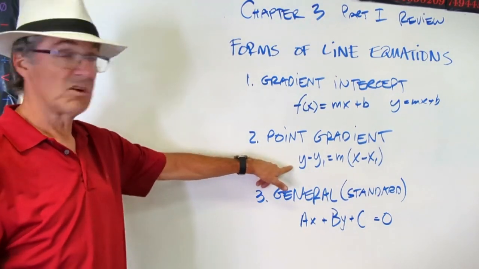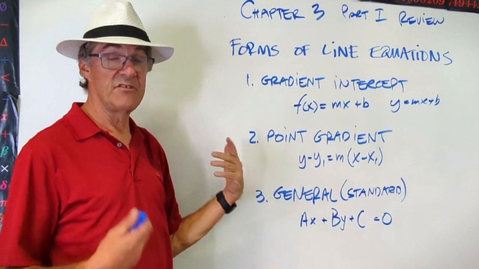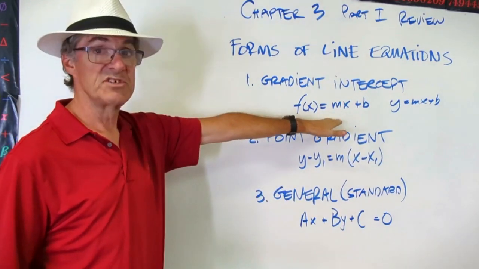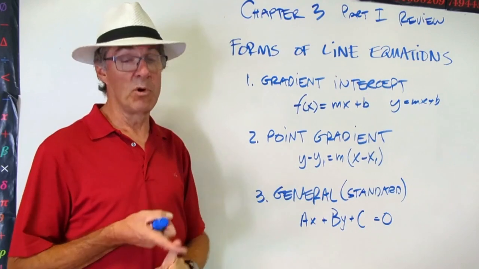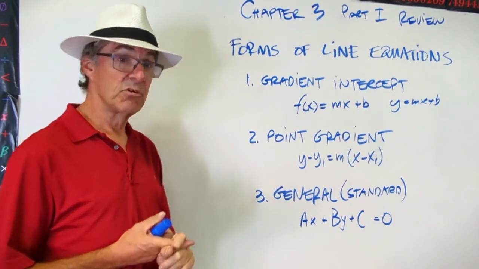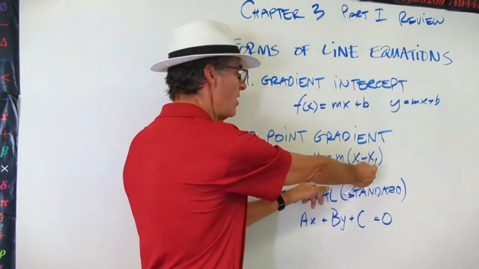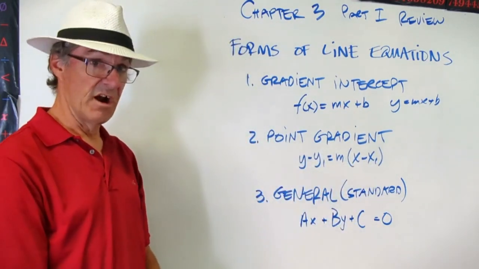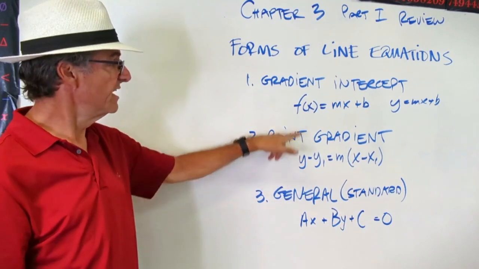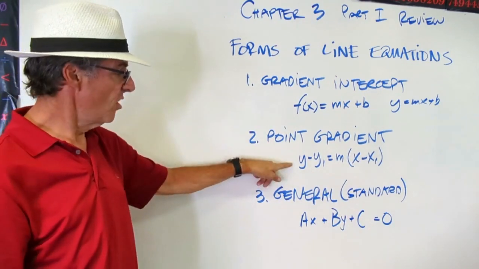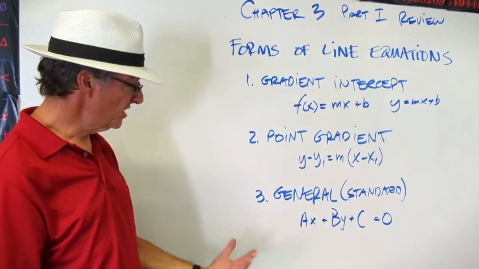Second one is point gradient. So this one is if I tell you the y-intercept and the gradient, you can write that equation without doing any calculating. This one, if I tell you any point that the line passes through and the gradient, you can plug that in. Gradient goes here, and the x1, y1 of that line equation goes there. When we do that, we always go from this form either to gradient intercept or to the last form, general or standard form. So let's look at that.